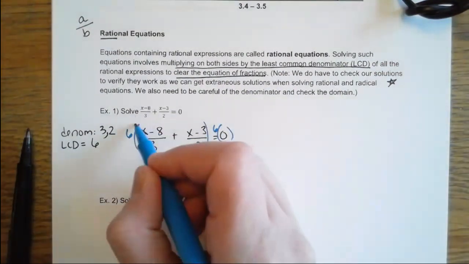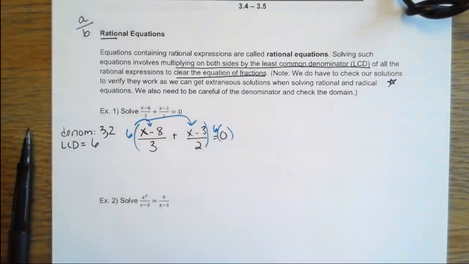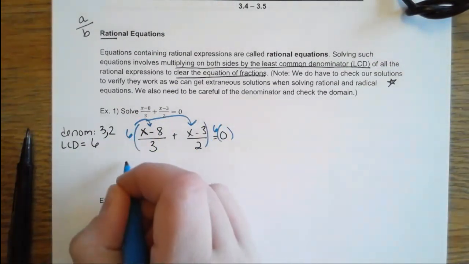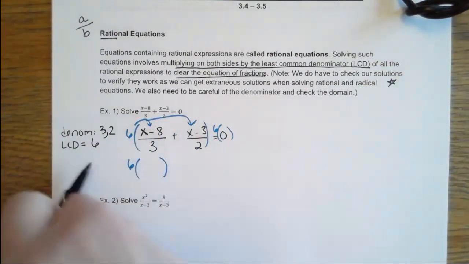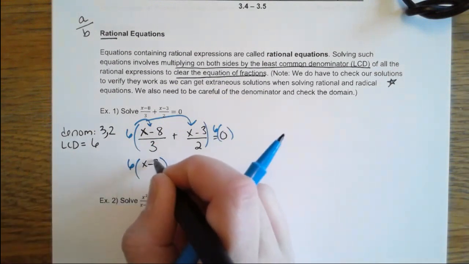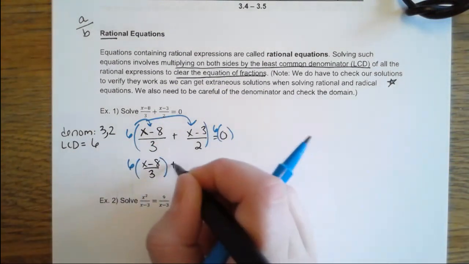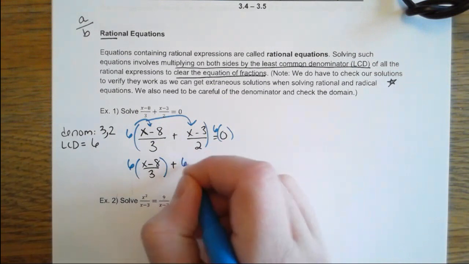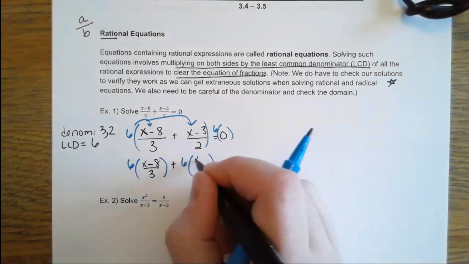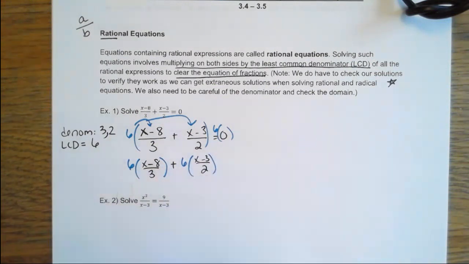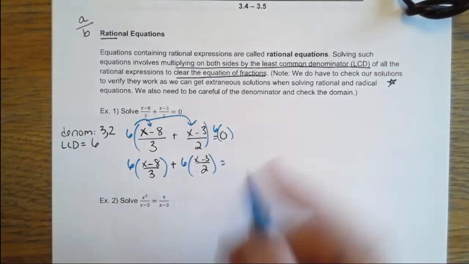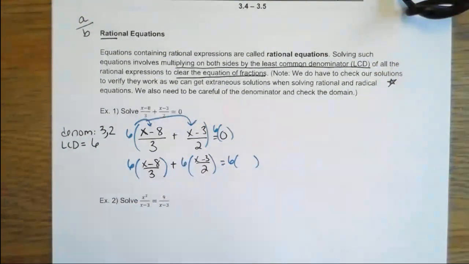When I do that, I am going to distribute through. So you end up with 6 times (x minus 8) over 3, and then 6 times (x minus 3) over 2. And we still do the other side as well. Even though there's no fraction there, we have to keep everything balanced. So that's why both sides get multiplied equally.